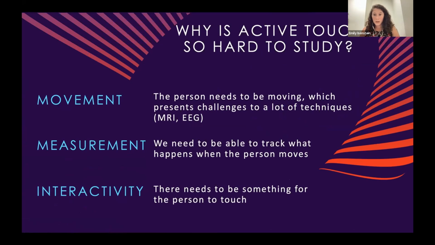And this movement of the person being studied presents a lot of challenges to many of the techniques typically used to study the brain. Things like MRI and EEG really just don't lend themselves well to studying moving subjects. Another challenge is that we need to be able to measure what's happening when people are moving, so we need to be able to track what happens when a person moves. And the third part is that active touch is interactive. You need to be able to get sensation back after you move to touch something.